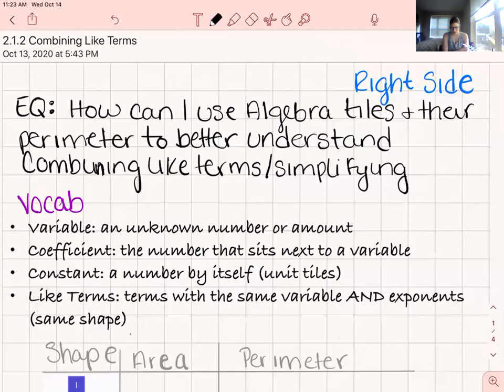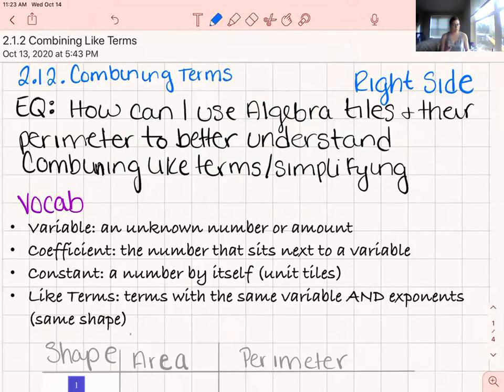Okay, these are your notes for Unit 2.1.2, Combining Like Terms. Make sure you get that written at the top of your page, as well as our essential question, and we have some vocab to get down today.